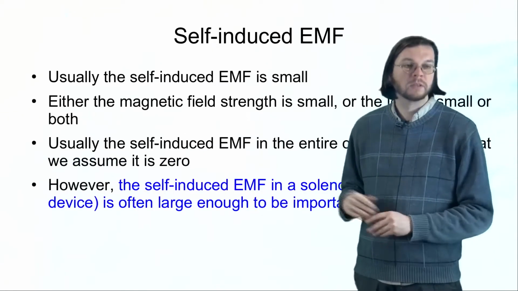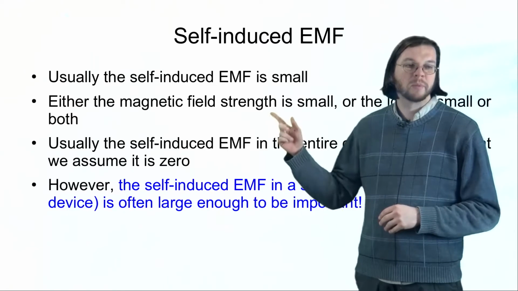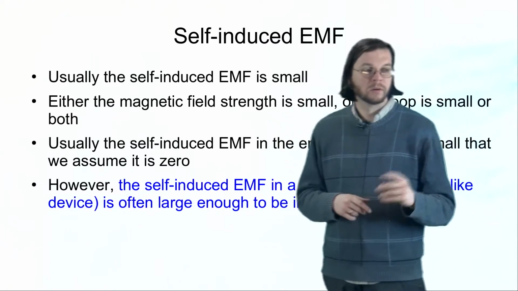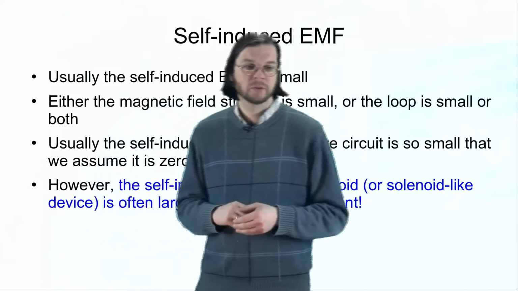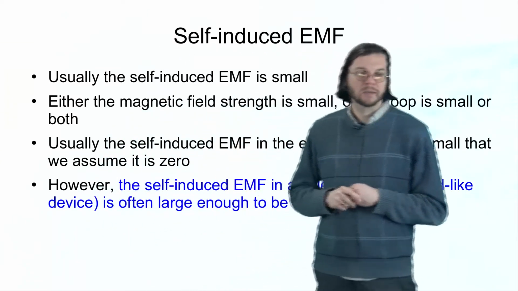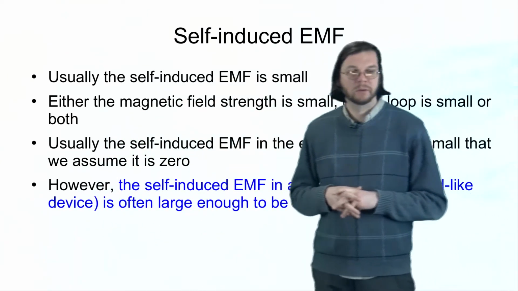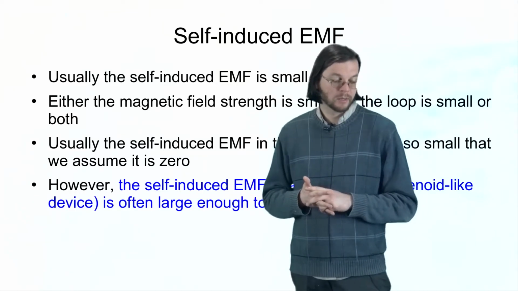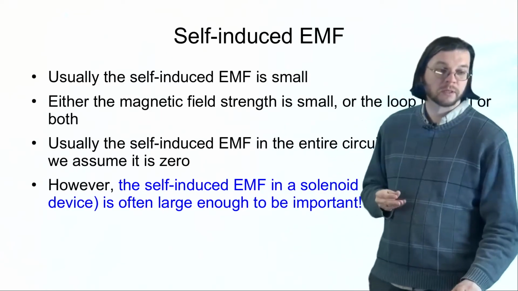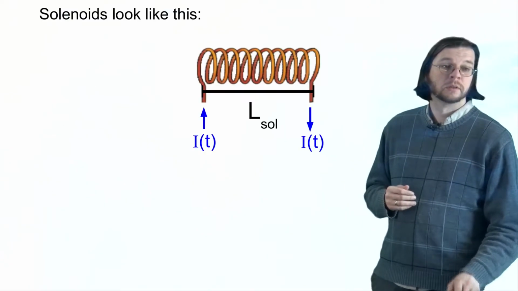Like I said, normally the self-induced EMF is small. Maybe the magnetic field strength is small, or the loop is small, or the number of wire wraps is small. So in a lot of cases, it's totally fine to just ignore this. But for solenoids, this is not quite true. So let's think about this for solenoids a little bit.